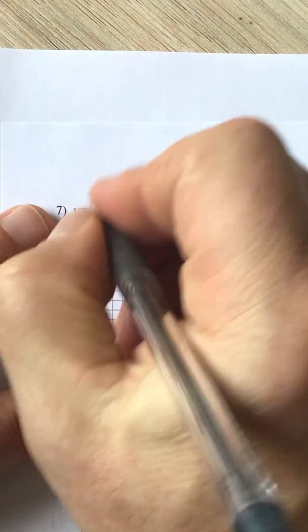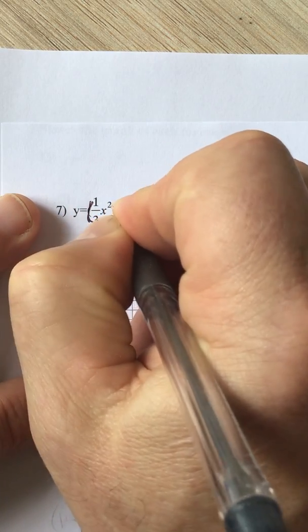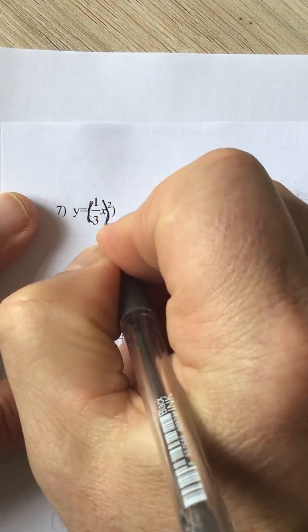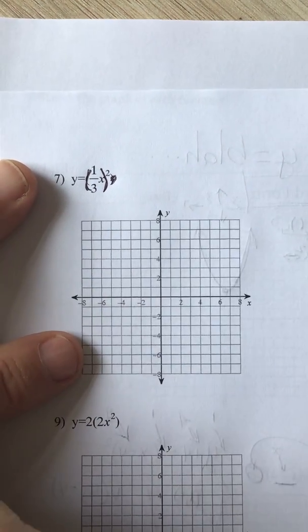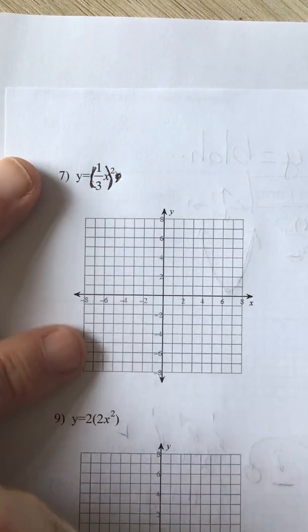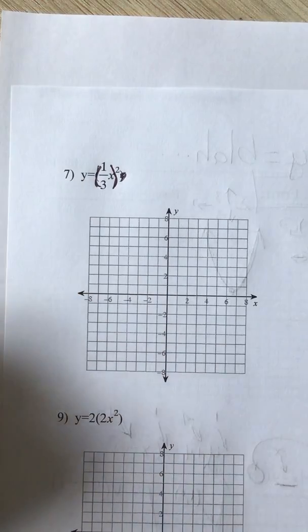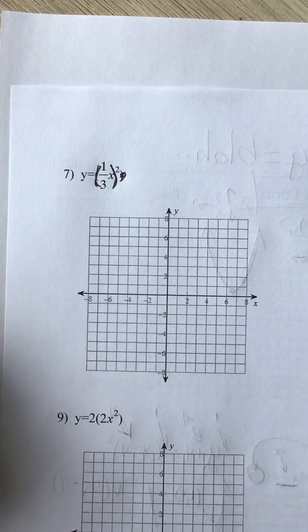Now look at number 7. See, the parentheses have captured. That parentheses is supposed to be right there. Fix that one. The square is capturing the 1/3. Okay, there's 2 ways that I want to show you how to do this, and both of them are fine.